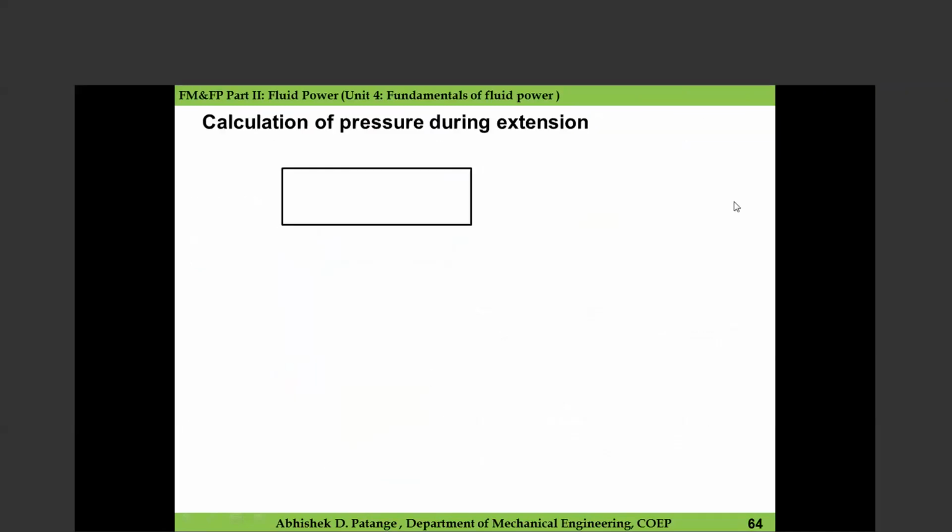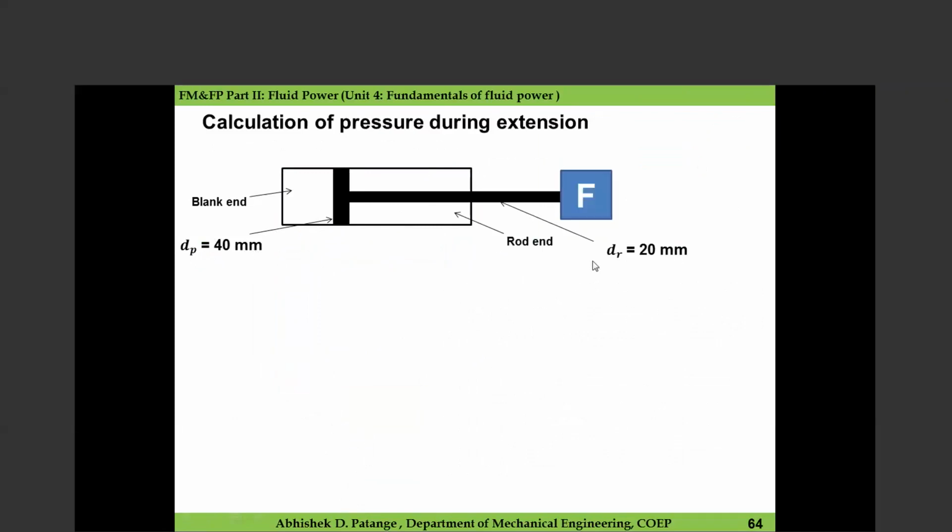So now let us try to calculate the pressure during the extension. This is the cylinder, piston, blank end, and the diameter of this piston or this cylinder is 40 mm. This is the connecting rod with rod end, and its diameter is 20 mm. Now the force acting on the cylinder, F extension, is equal to 5000 Newton. And this is the direction of cylinder motion.